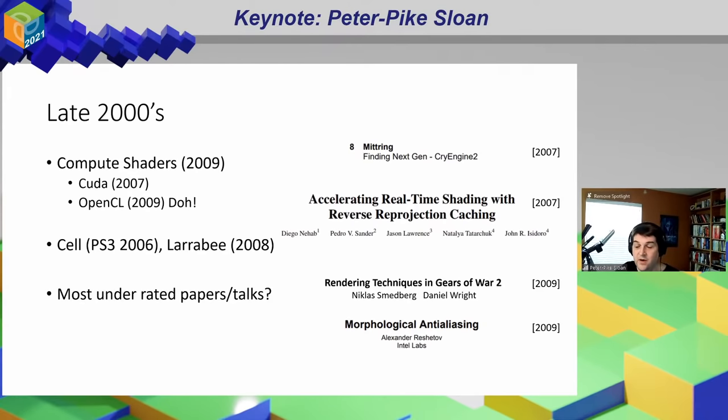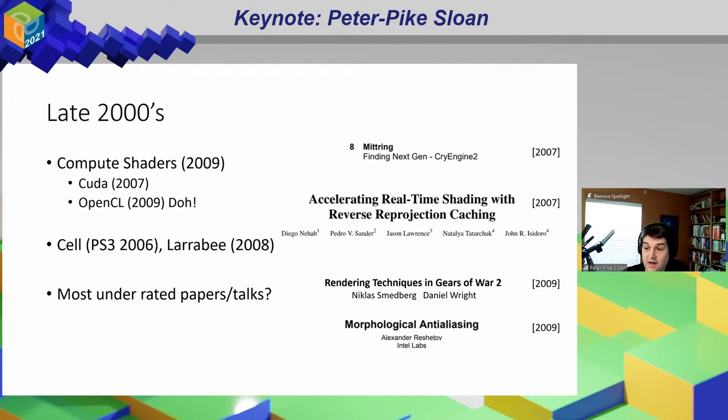The next one I want to describe is a talk at GDC in 2009 by Nicholas Smedberg and Daniel Wright. Daniel talked about how Gears of War 2 used SSAO and reprojection to essentially integrate directions over the hemisphere more efficiently over time by using this temporal reprojection. I remember suddenly emailing Diego after I saw that talk: hey, someone's using your stuff. And I think this type of temporal reprojection is ubiquitous in modern game engines now.